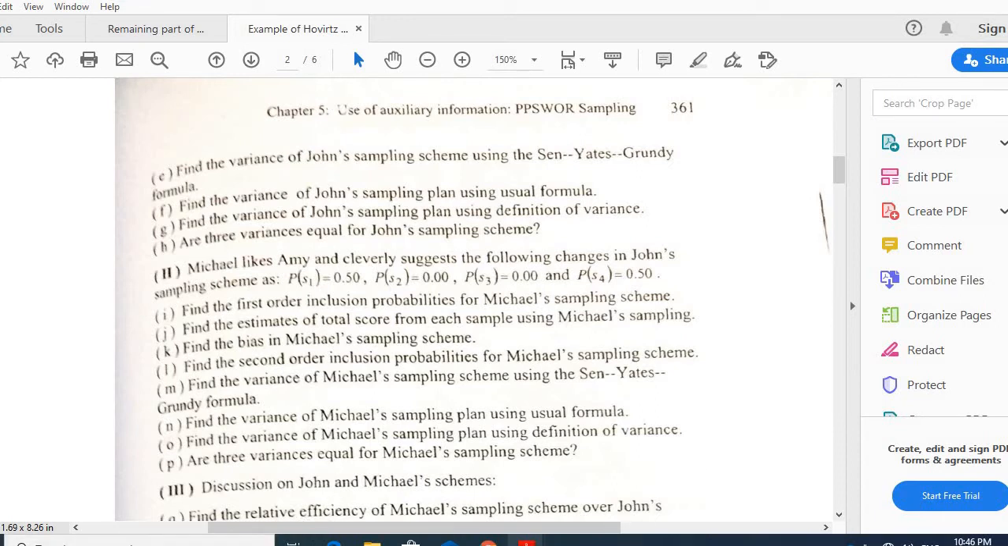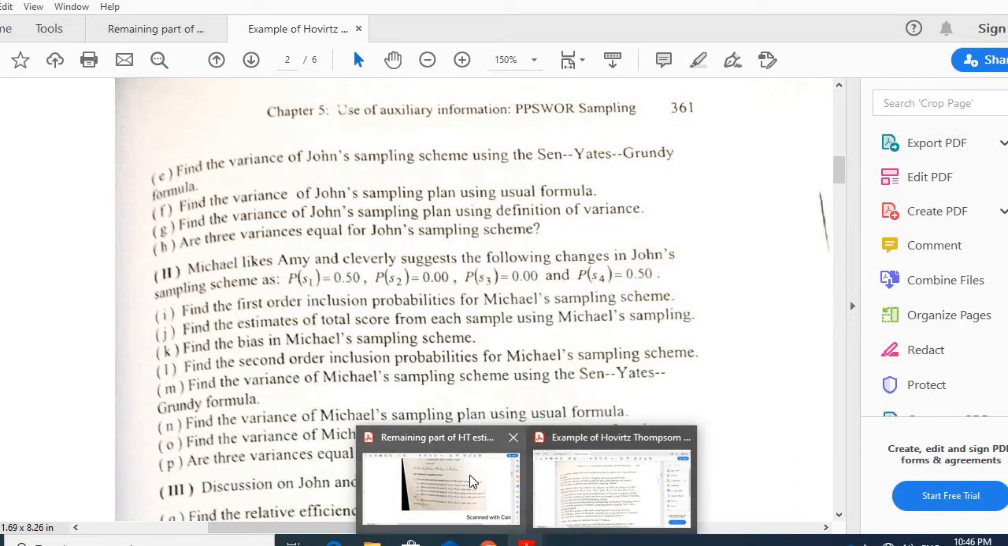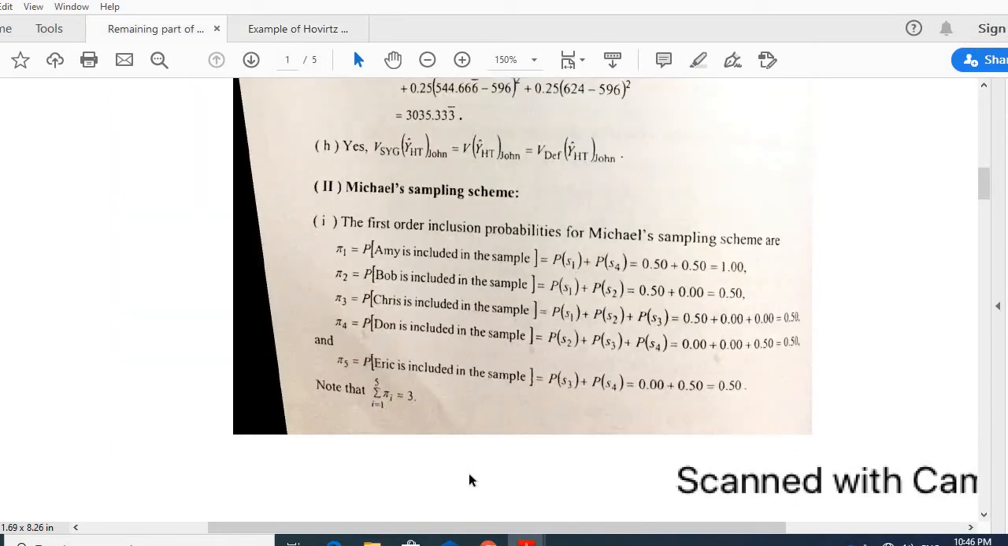Let me discuss the solutions of these questions. Now from the second PDF file which I shared here. These are pi1, which is equal to the probability ME is included in the sample. As ME is selected in sample 1 and sample 4, therefore PS1 plus PS2 is equal to 0.5 plus 0.5 is equal to 1.0. Similarly, pi2, pi3, pi4 and pi5 have been calculated.